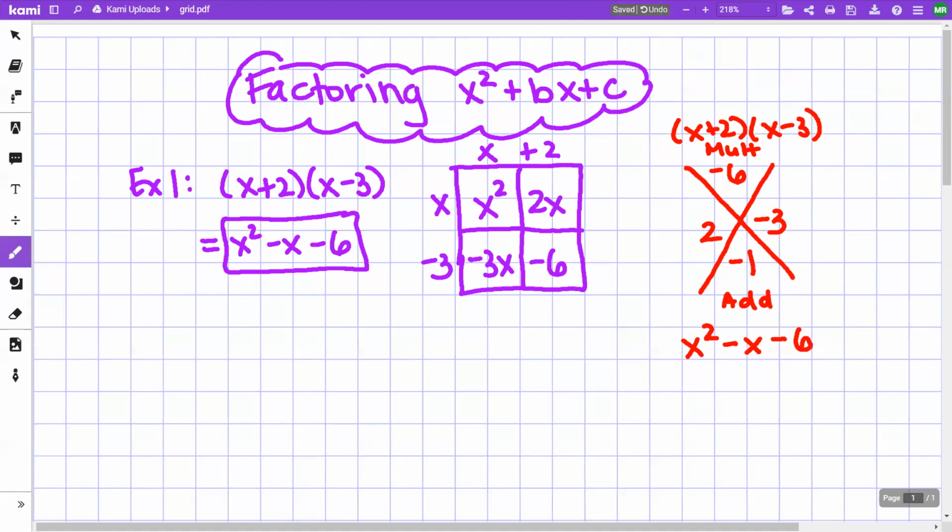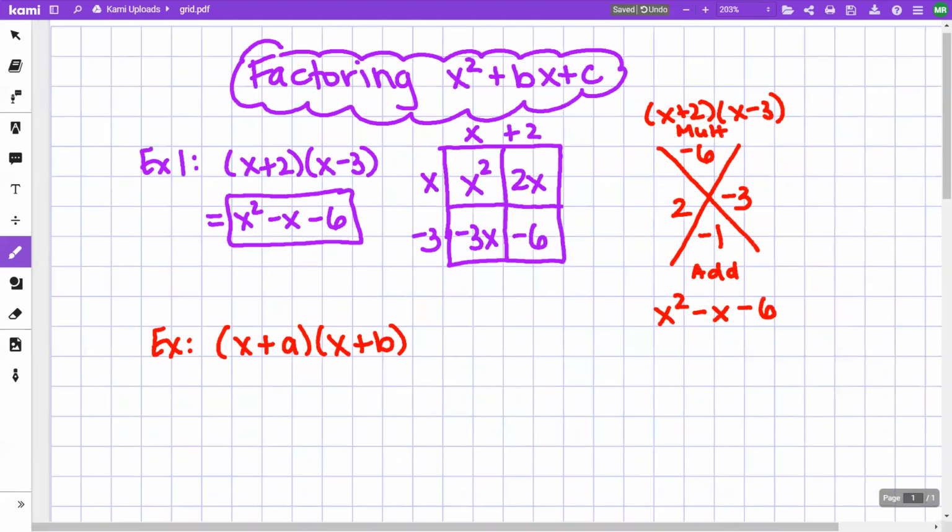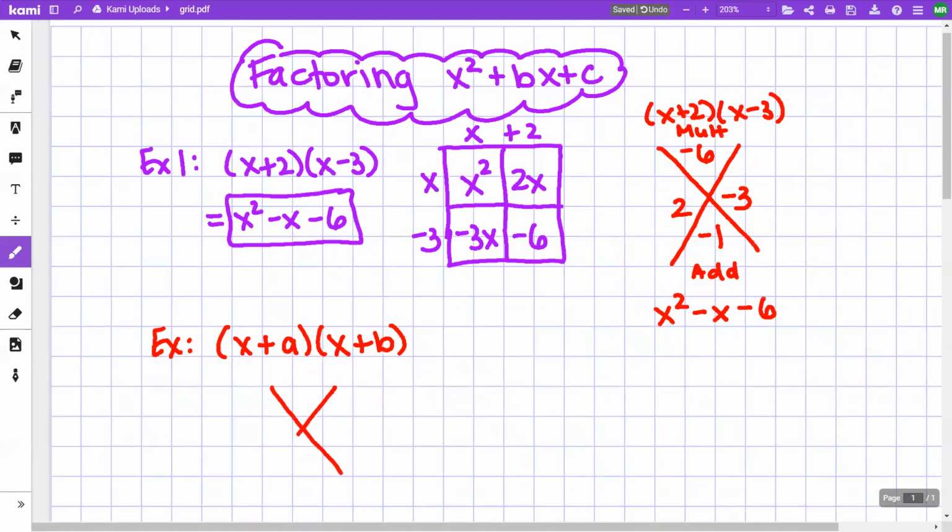Now, I only do this when I have a situation like this. If I have, for example, an x plus a and an x plus b, instead of doing the box, to multiply this out I'm going to put my a here and my b here, and I'm going to work it out that way.